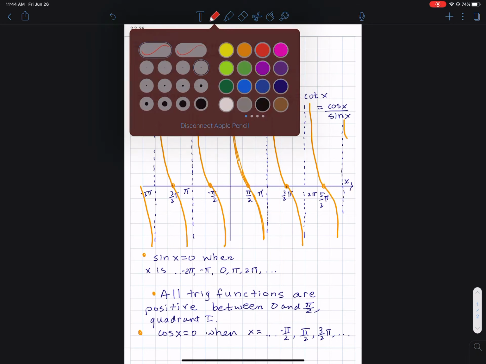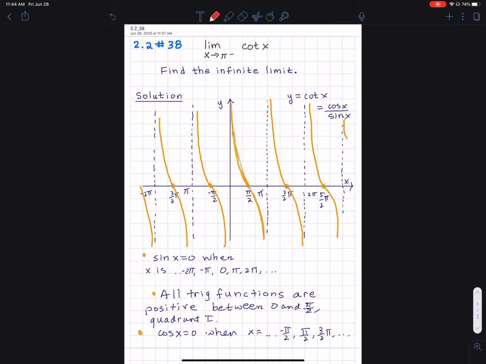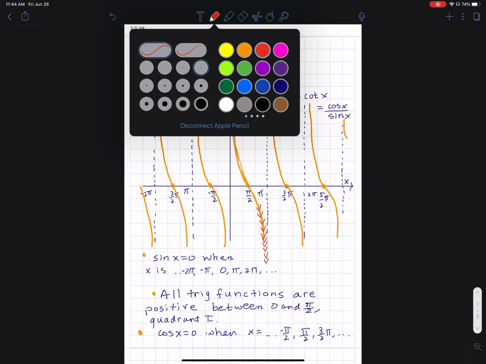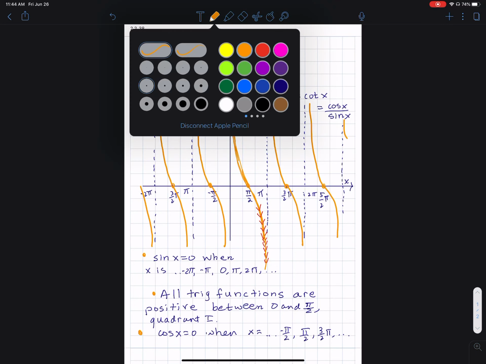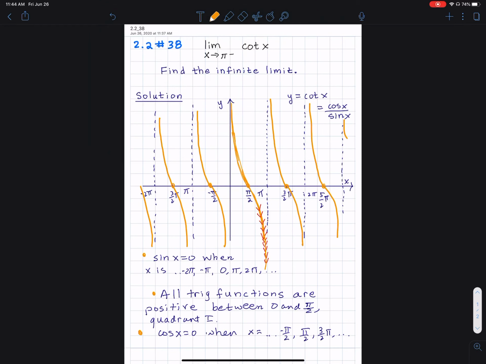Now, the question though was what happens as x approaches pi from the left? I'm going to make that red here. I'm coming to pi from the left. Here's the left over here, and I'm drawing arrows to show as I come from the left, it's going down and down and down, and just keeps going down, down, down. It's the Johnny Cash song. Down, down, down, a ring of fire.